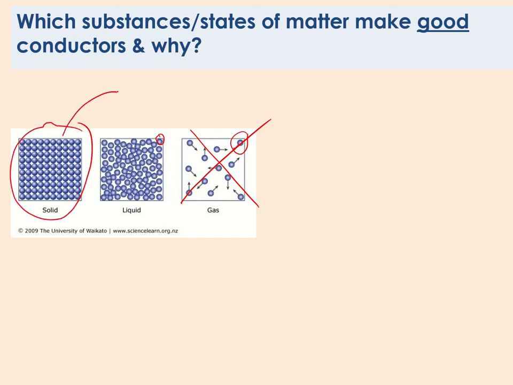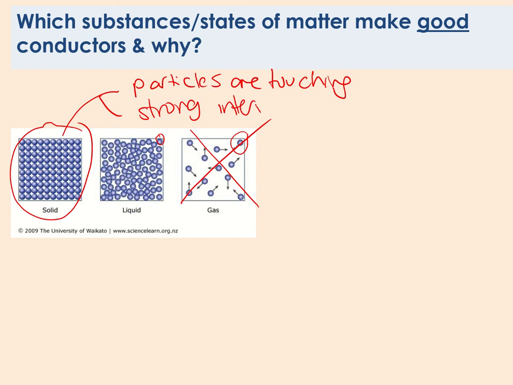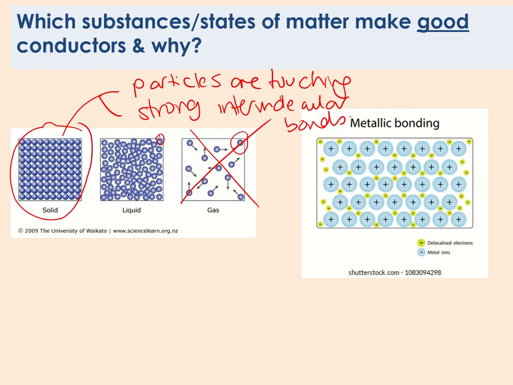So conduction works best in solids because the particles are touching, and really importantly, they've got strong intermolecular bonds. So if we just take solids then as a state of matter, there's lots of different solids, and the ones that make the best conductors are metals.